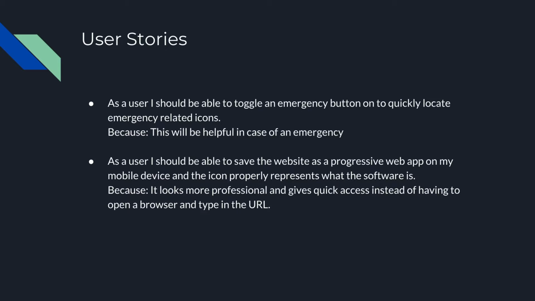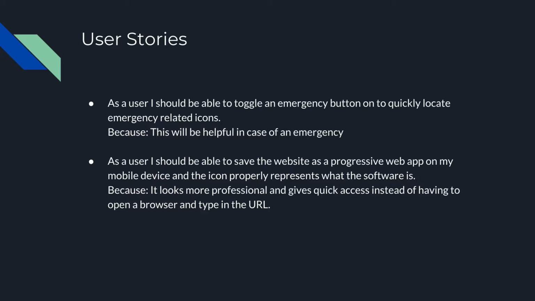As a user, I should be able to toggle the emergency button quickly to locate emergency related icons. This is helpful because in emergencies you need to know where things are immediately. It's imperative. It could be life or death. As of now, I only know where 2 severe weather rooms are, and fire extinguishers and defibrillators are just a shot in the dark. So this could be really helpful for true emergency.